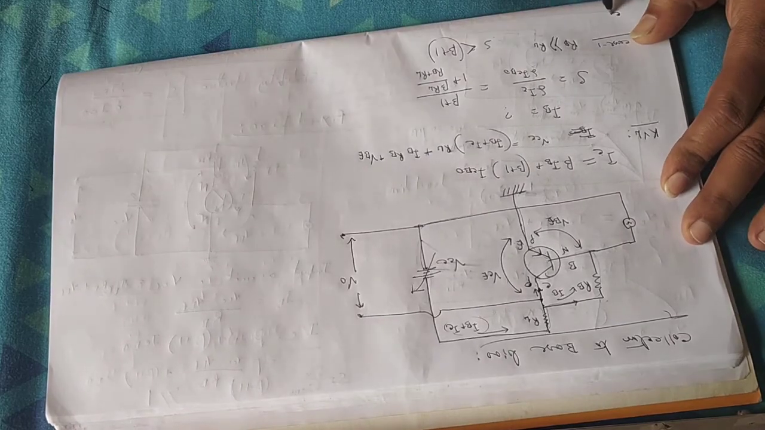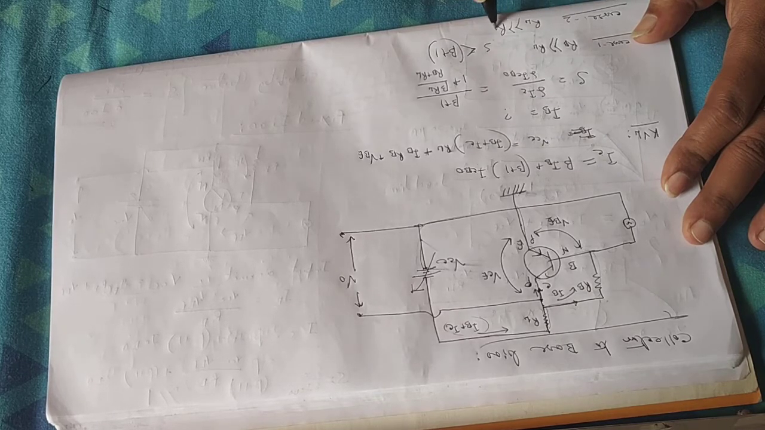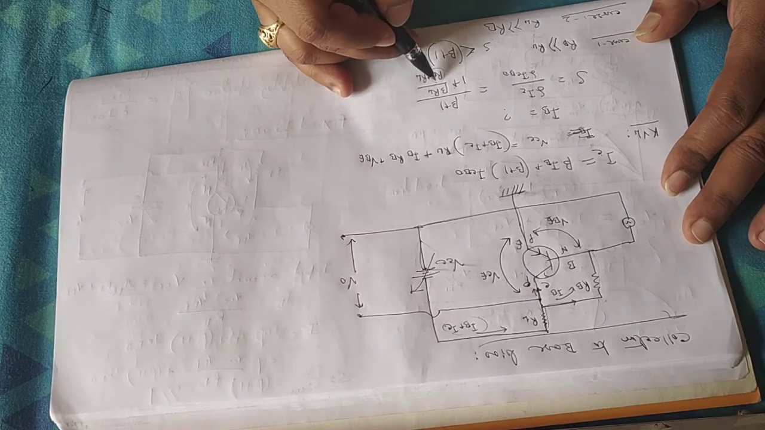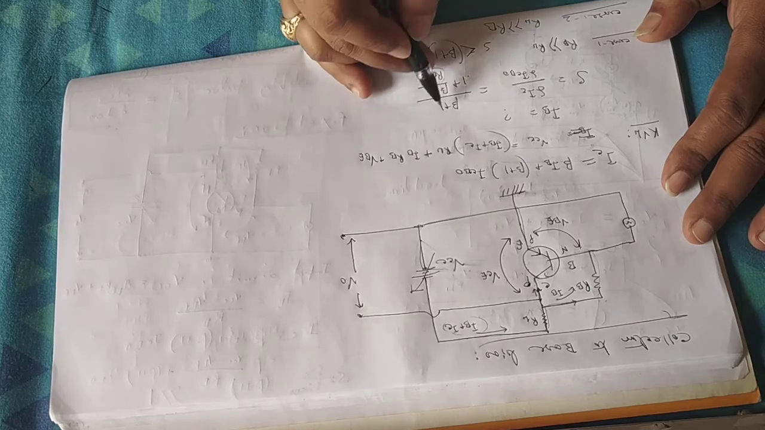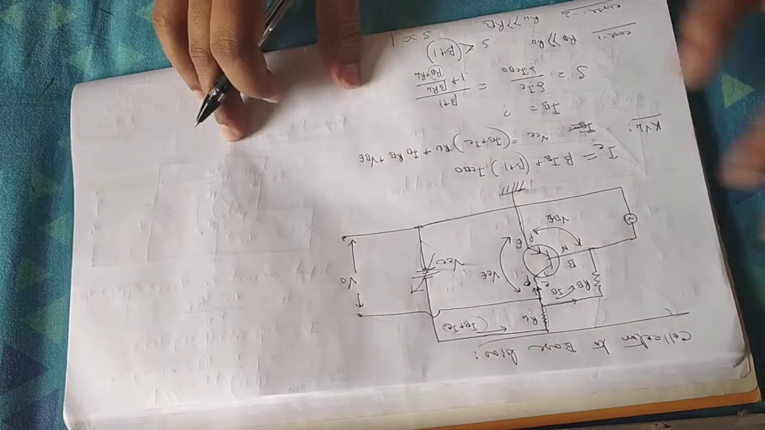Another case you can consider, case 2, that is RL is much greater than RB. If RL is much greater than RB, this RB can be neglected. RL by RL equals 1. So 1 plus beta, here also 1 plus beta, the stability factor will be nearly equal to 1. That is the OK stability.